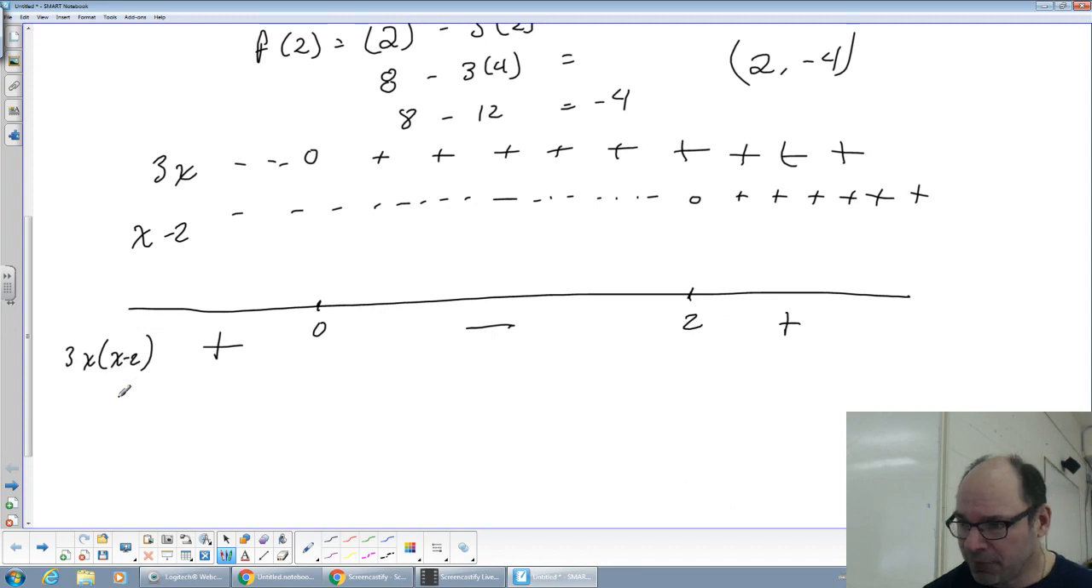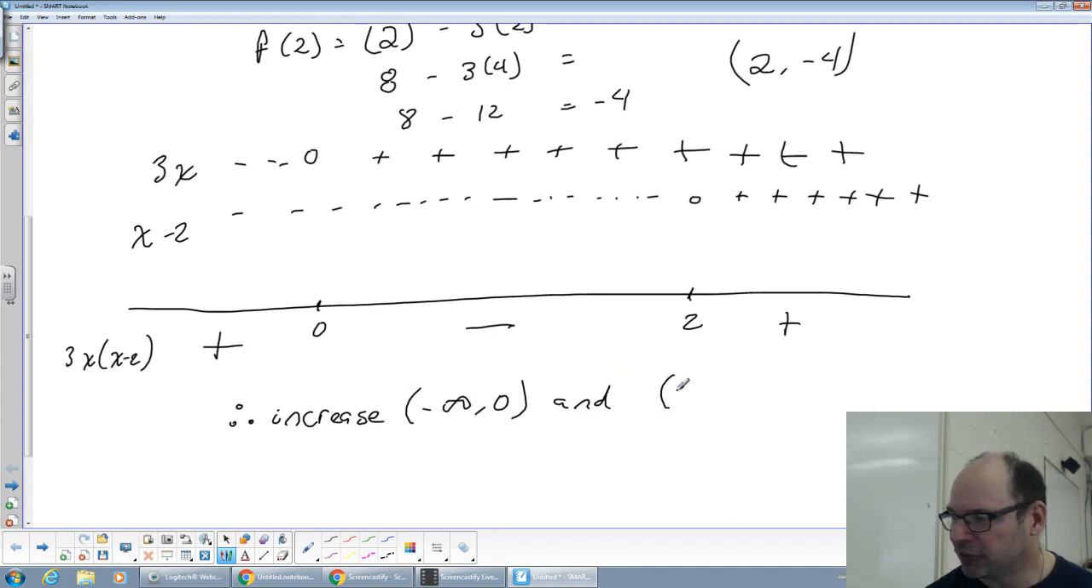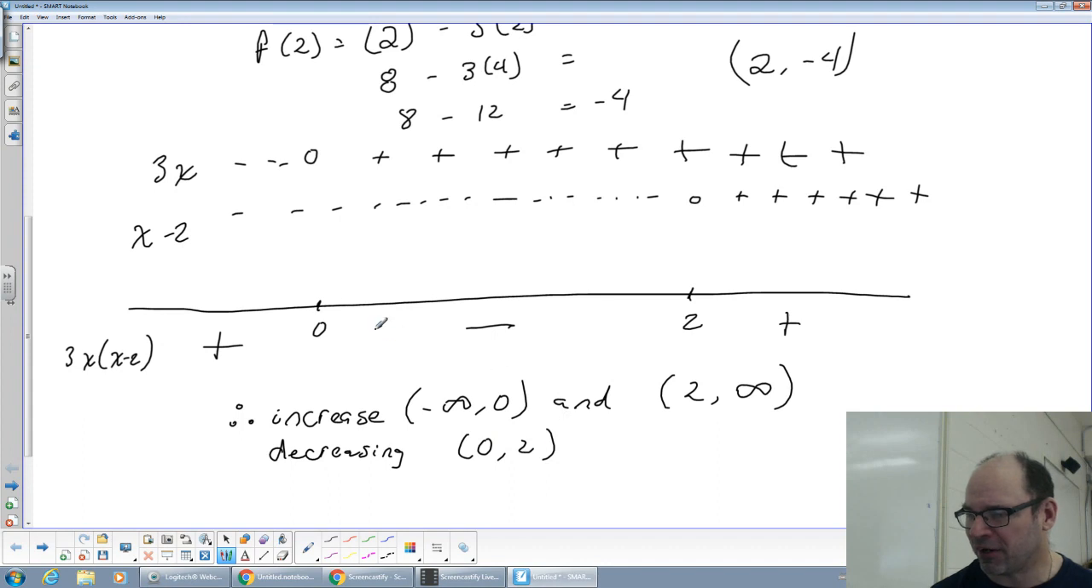So then we could say, therefore, it's increasing where it's positive. So it's positive from negative infinity to 0 and from 2 to positive infinity. And then it's decreasing in the middle here, from 0 to 2. From 0 to 2, not square bracketed because it doesn't include those, because that's a flat spot.